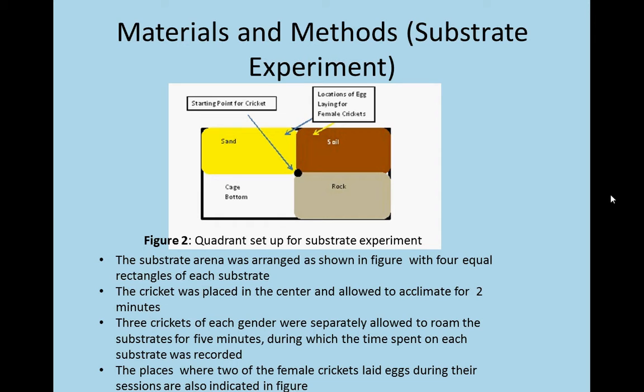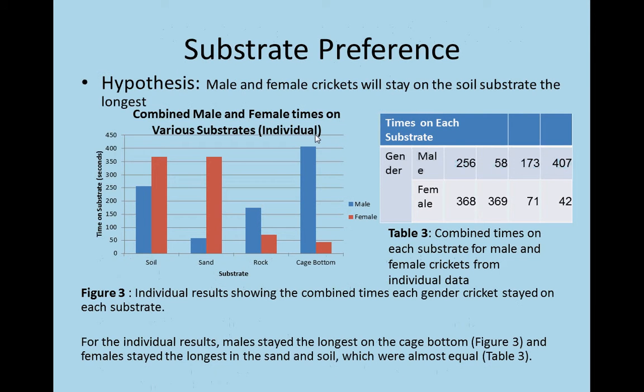2 of the female crickets laid eggs during this time in the edge of the sand and the soil, which may indicate that females like a place where it's easy to insert the ovipositor and also where their eggs won't be easily crushed or found, as in a rock substrate. And the hypothesis for this experiment was that the male and female crickets would both stay on the soil the longest.